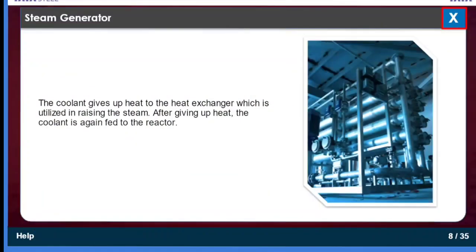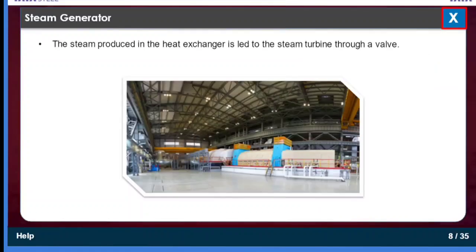The coolant gives up heat to the heat exchanger, which is utilized in raising the steam. After giving up heat, the coolant is again fed to the reactor. The steam produced in the heat exchanger is led to the steam turbine through a valve. After doing useful work in the turbine, the steam is exhausted to the condenser.